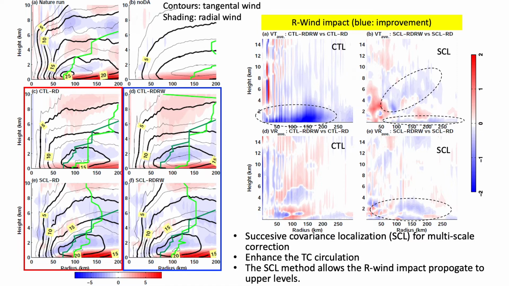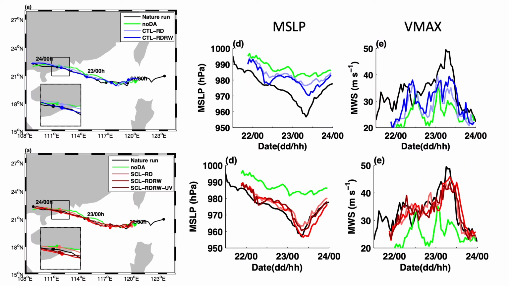You can also see that with the multi-scale correction, the impact of the R-wind can propagate to the upper levels. This should be related to a stronger and more organized TC structure. There's also clear improvement in the radial wind component. Although we are not really expecting that assimilating this amount of ocean surface wind speed data can improve the track prediction, we do see that assimilating those data can remove the northward track error shown in the experiment with radar data only.